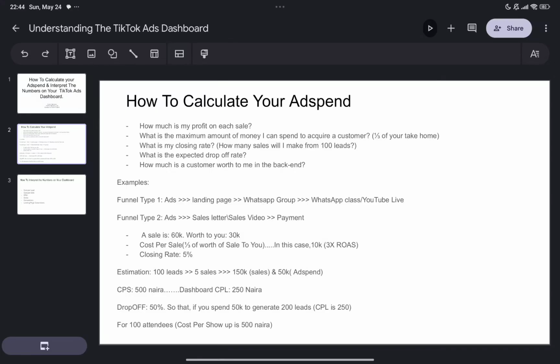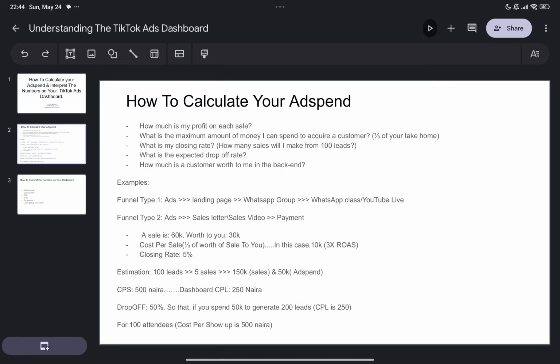Are you selling a physical product? Are you selling a digital product? Are you selling services? Are you selling high ticket products? These are questions you need to ask yourself, and these are elements that will play a major role in how much you eventually spend on ads.